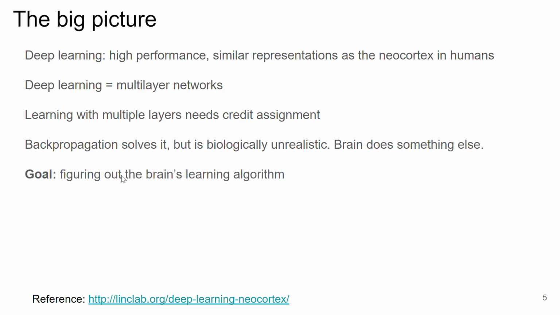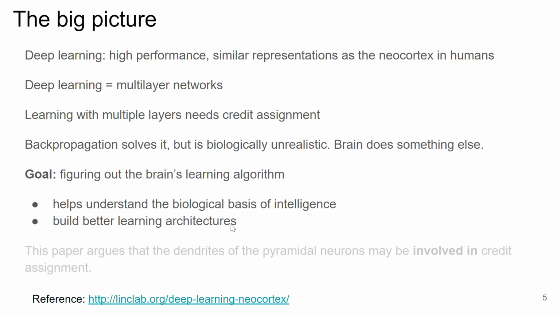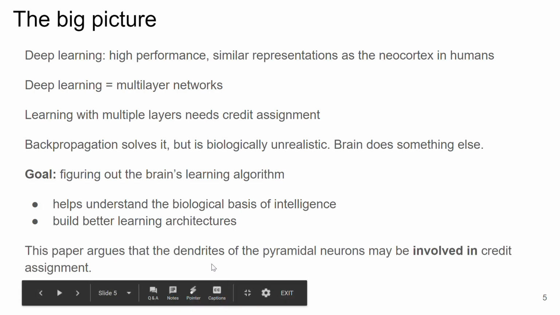So the goal of this research area is to figure out the brain's learning algorithm that will help us understand the biological basis of intelligence and build better learning architectures. And this paper is a very specific argument on how pyramidal neurons in the brain may be involved in credit assignment.